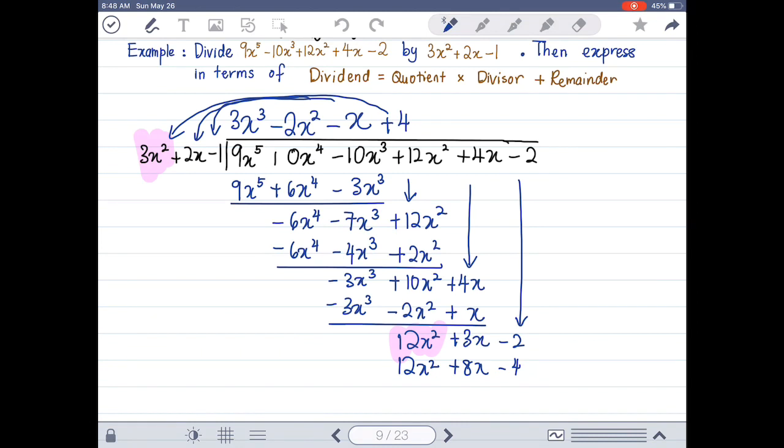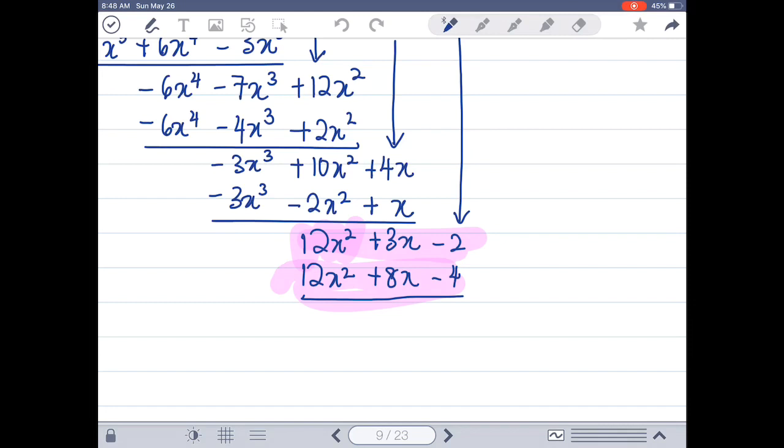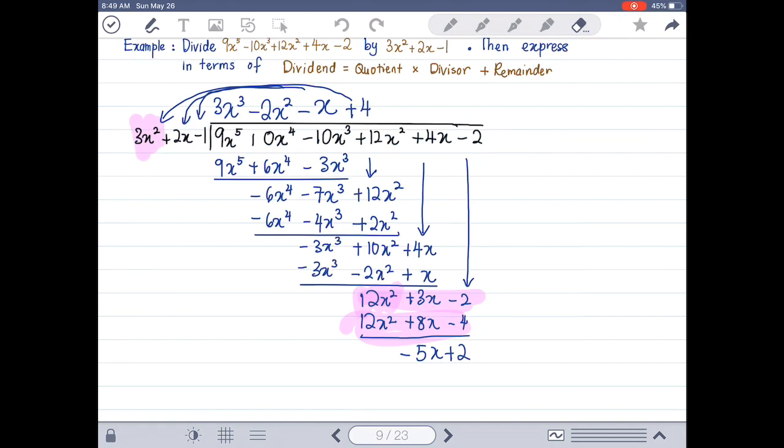Top minus bottom, as usual. Top minus bottom. 0 for the first term. For the second term, 3x minus 8x, we will get negative 5x. The third one, negative 2 minus minus 4, which just equals negative 2 plus 4, which is just equal to 2, so plus 2. And yeah, that's the end of our long division.